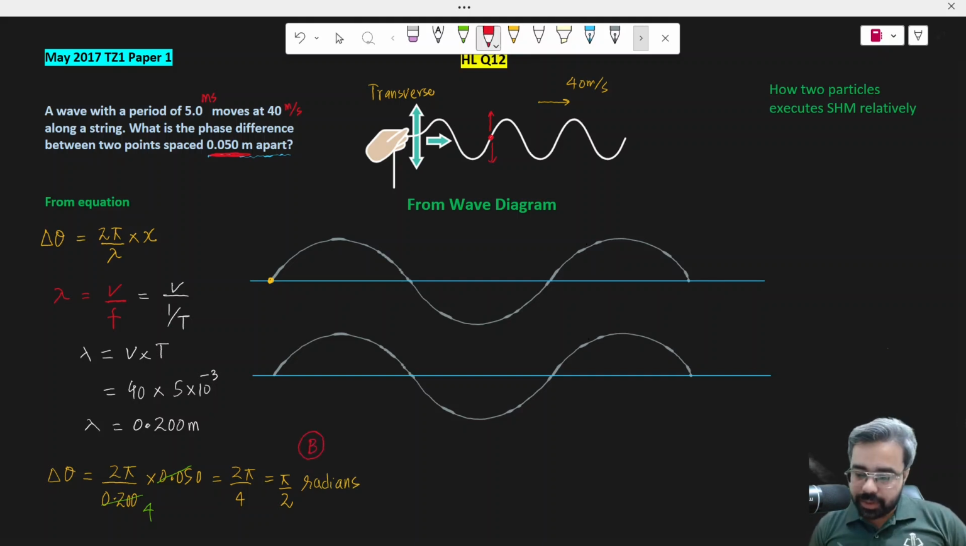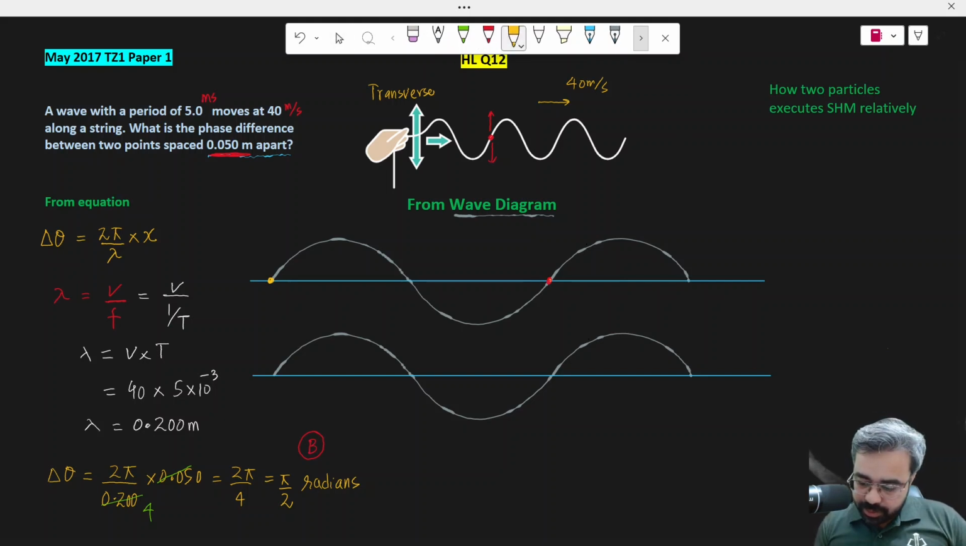Now let's talk about the second method, which is from the wave diagram. It is going to be more useful, because many students do not know this method. So if this is one complete wave, which I have just shown you, and we know that the wavelength is 0.200 meter.